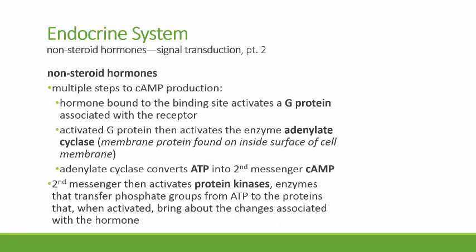So here are the steps for making cAMP. The G protein gets activated, which then activates the enzyme adenylate cyclase, which is just another membrane protein found on the inside of the cell membrane. Adenylate cyclase converts ATP into the second messenger cAMP. Then our second messenger activates a bunch of protein kinases. They work because they can transfer phosphate groups from an ATP to the protein, and that then activates a protein that will cause some changes inside the cell.